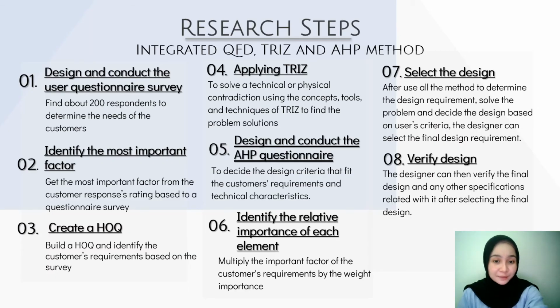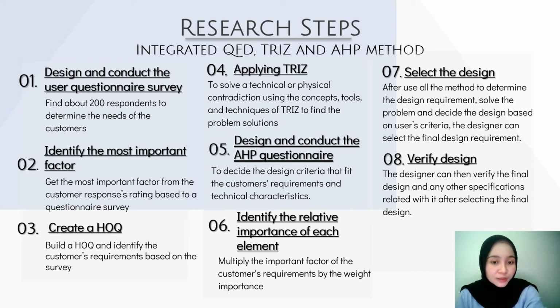The research step in this project involved the integrated QFD, TRIZ, and AHP method with 8 steps. The step starts with designing and conducting the user questionnaire survey for about 200 respondents. Next, the most important factor will be identified from the customer response rating based on the questionnaire survey. The third step is creating a house of quality to identify the customer's requirement. The fourth step is applying TRIZ to solve a technical or physical contradiction using the concepts, tools, and techniques.